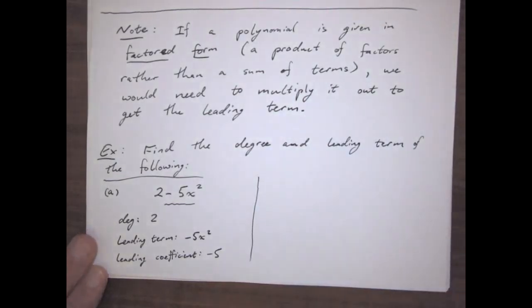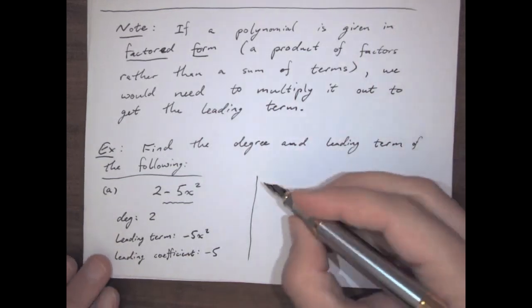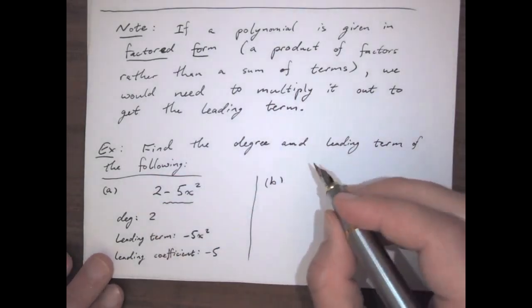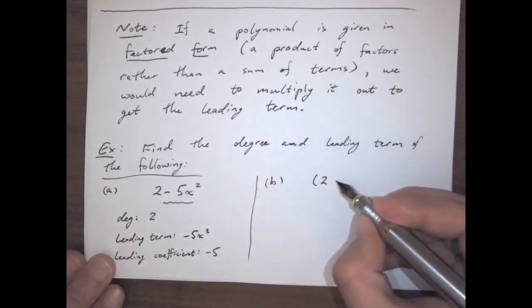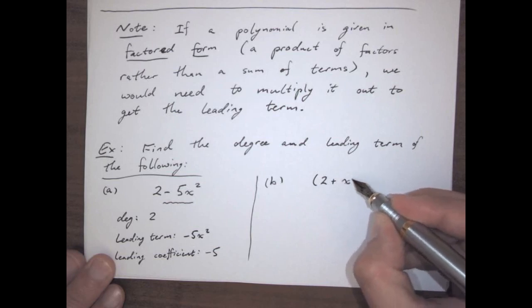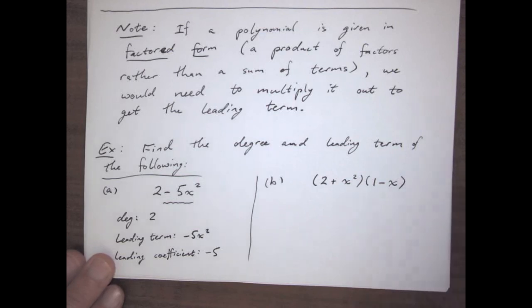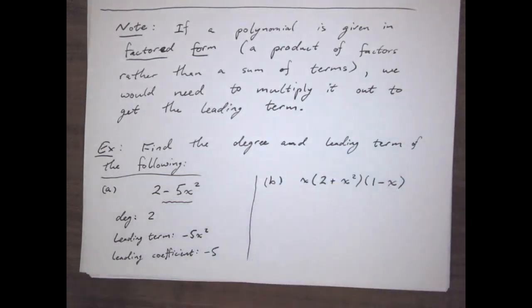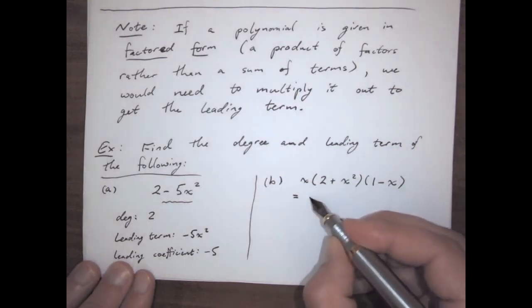However, if what you saw was something like this, where you didn't have the terms all laid out like this, but you had instead something in factored form, you might be dealing with something like 2 plus x squared times 1 minus x, something like that. And maybe throw in one more x there. Then you would have to actually multiply it out in order to find the leading term.